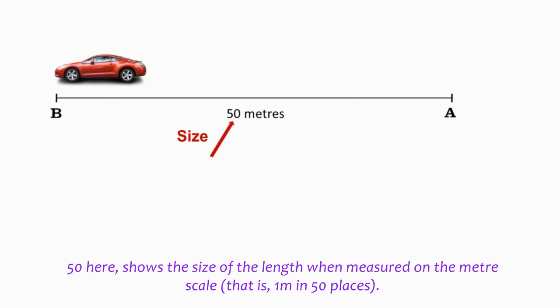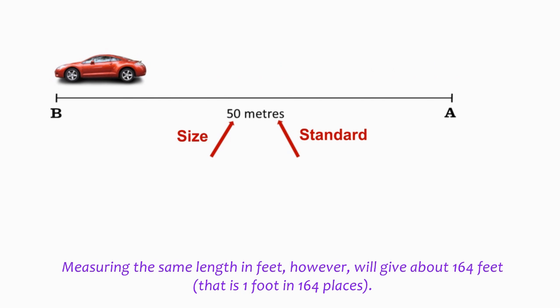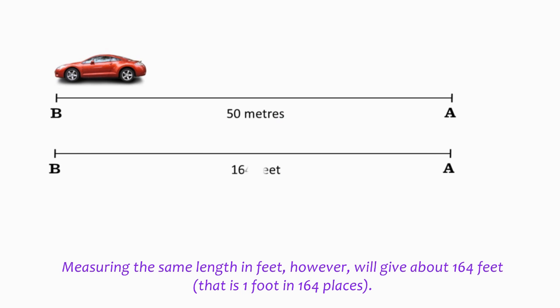50 here shows the size of the length when measured on the meter scale, that is, 1 meter in 50 places. Measuring the same length in feet, however, will give about 164 feet. That is 1 foot in 164 places.